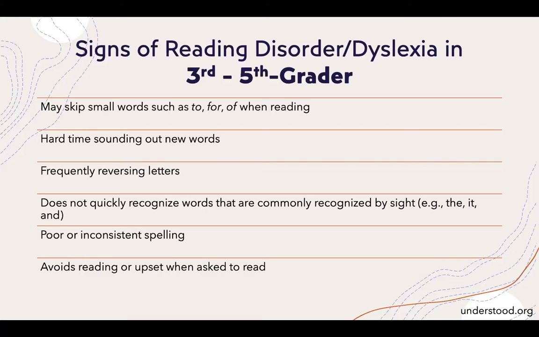Absolutely. So, some other signs of reading disorders in 3rd to 5th graders, and of course these ranges are flexible; this could be a 2nd grader or 6th grader too. With this range, we're thinking about students who skip small words such as to, for, or of when reading, have a hard time sounding out new words, or just have a hard time with reading in general, reverse letters, or can't quickly recognize words that are typically very easy to recognize.